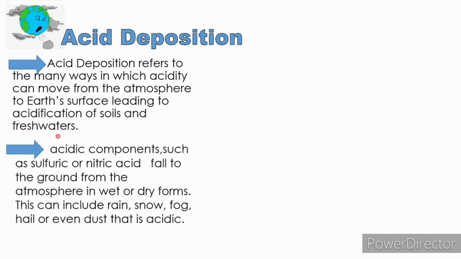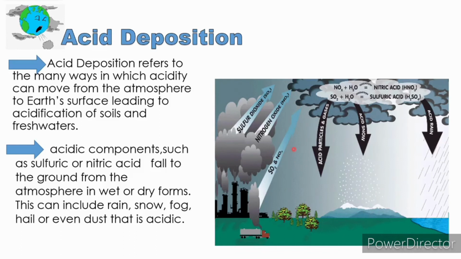So these acidic components will fall to the ground in form of either wet or dry. Those are the primary pollutants from combustion of fossil fuels, and will interact with the clouds, wherein the clouds contain H2O. They will now produce nitric acid and sulfuric acid, and will now fall down to the ground in form of either rain, snow, fog, hail, or even dust.